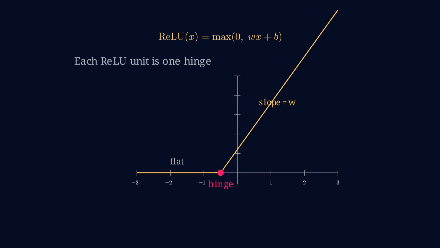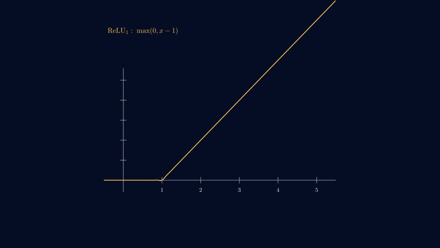Two hinges can create a single line segment. Let me show you. Take two ReLU units. ReLU 1, max of 0, x minus 1. ReLU 2, max of 0, x minus 3. Now compute ReLU 1 minus ReLU 2.